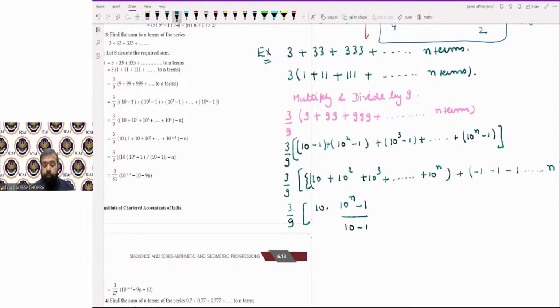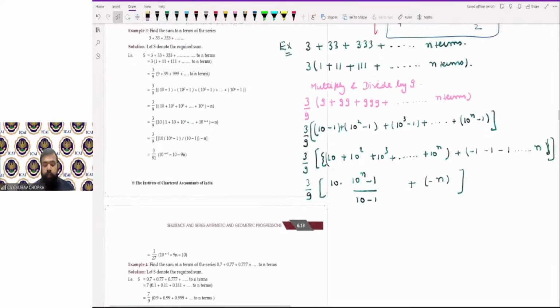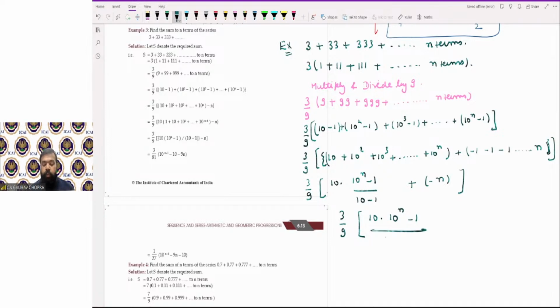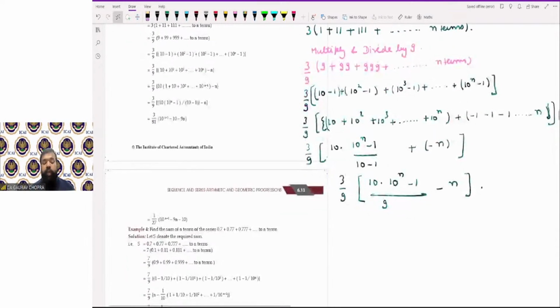This is the formula. Then -1 -1 -1 n times अगर लिखा जाए तो it will become -n. So this is basically the final answer, 3 upon 9. Then you can write 10 into 10 to the power of n minus 1 upon 9 and then minus n. So this you can write as your final answer. And अगर आप इसको आगे और लिखना चाहें, you can take the LCM and further simplify also.